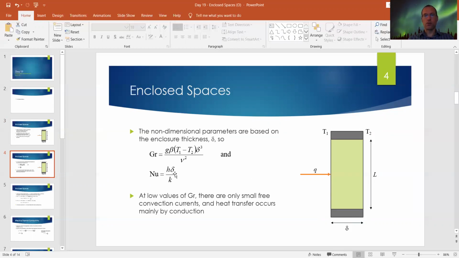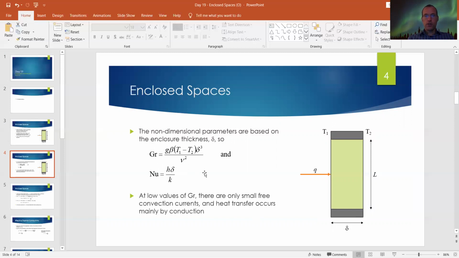Also for the Nusselt number, it's usually hx over k or hL over k. Again, there's some length there in terms of which way the heat is flowing. Again, here, heat's flowing in this direction, so that's the dimension that I want.